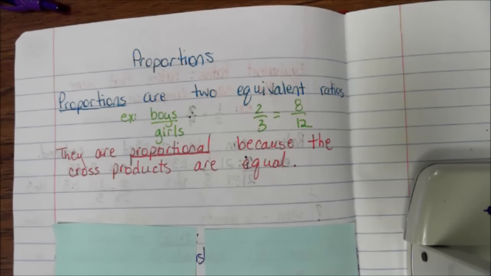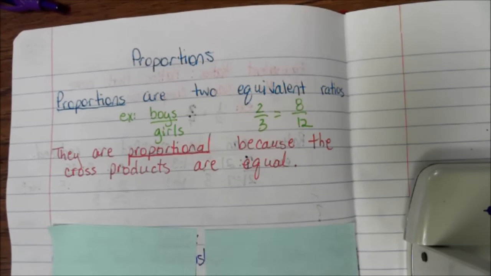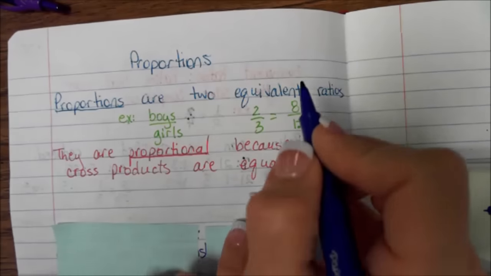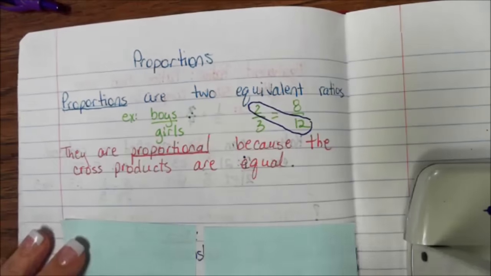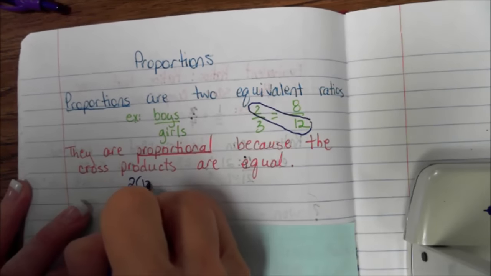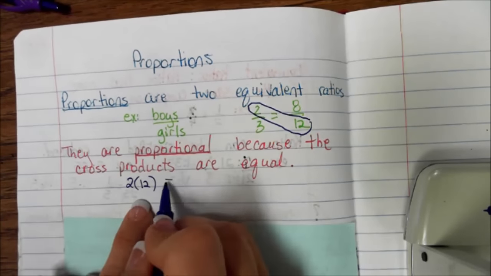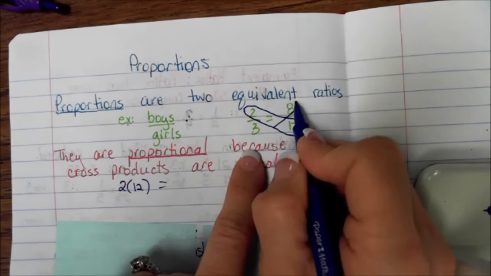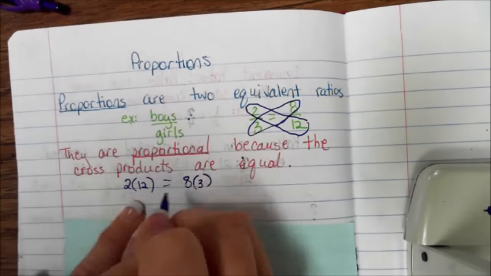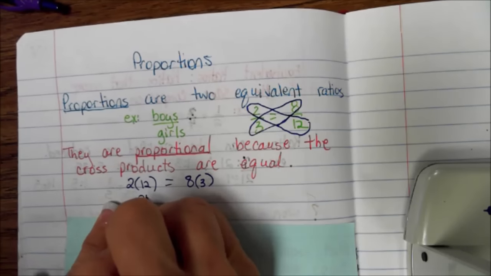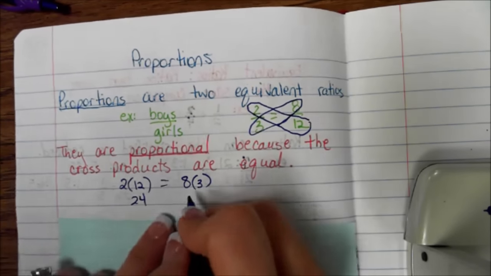So we can also say they are proportional because the cross products are equal. And remember, product means the answer to the multiplication. So I can just multiply. If I take this problem and cross multiply, that would be 2 times 12, and we're saying that's equal to, if I cross multiply the other side, 8 times 3. Well, let's see if that's true. 2 times 12 is 24, and 8 times 3 is 24.